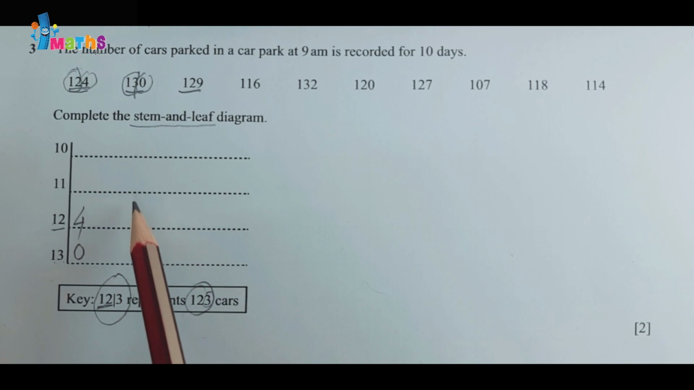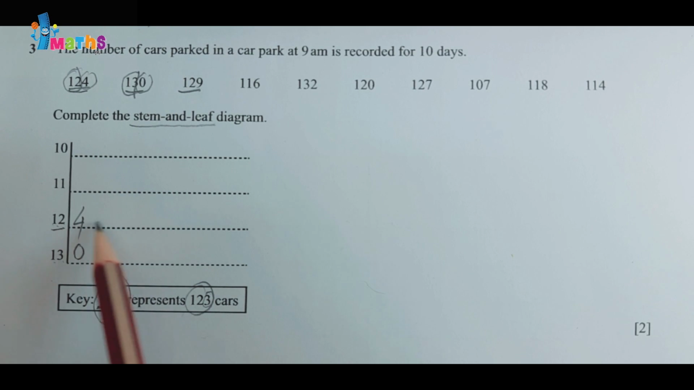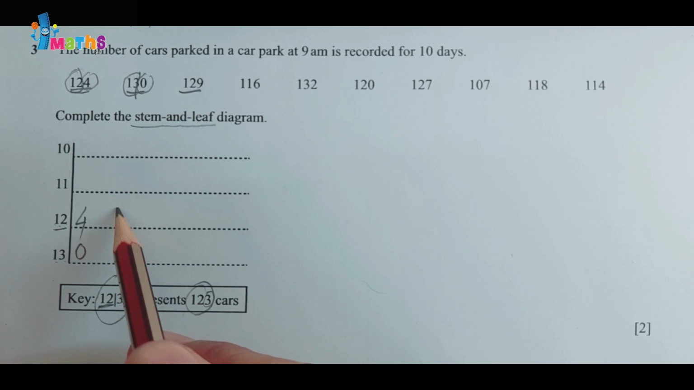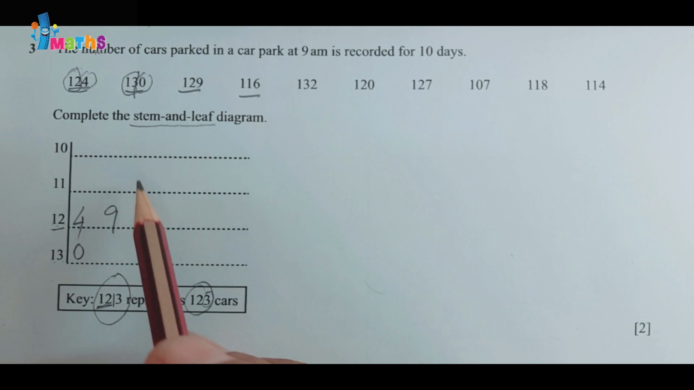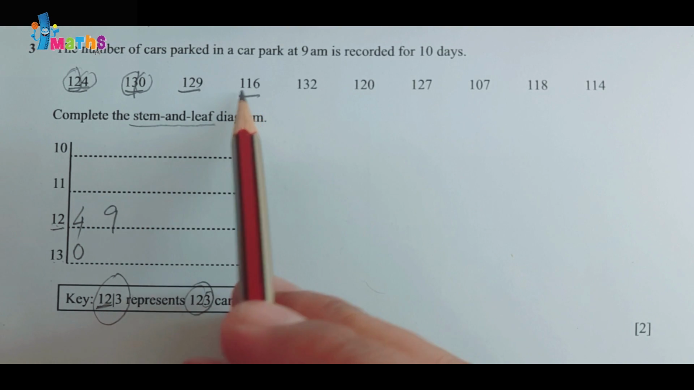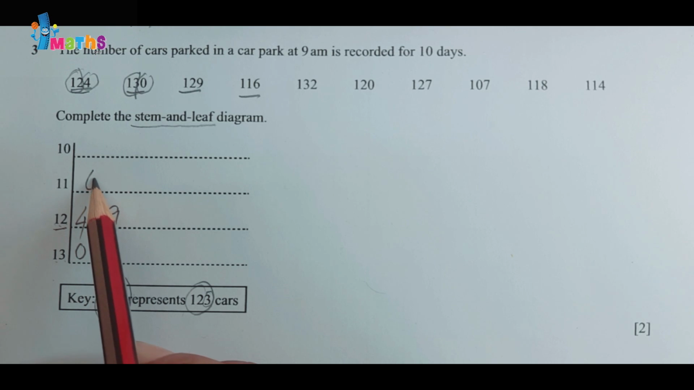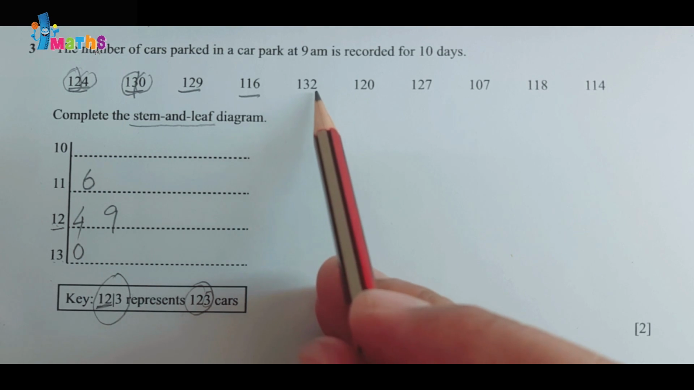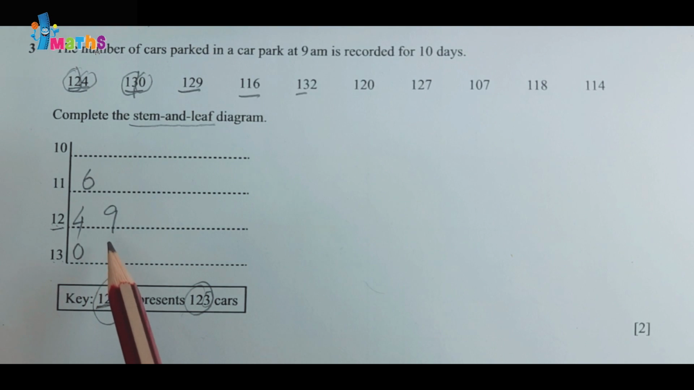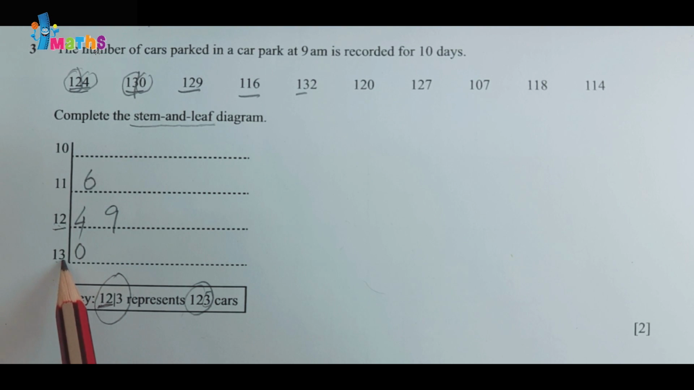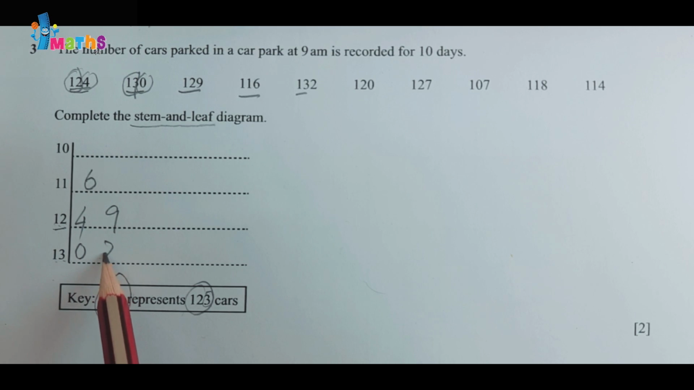Same is the case with 129. The first 2 digits are 12, so we'll go to the stem 12 and write here 9. Next number 116, we follow the same procedure: 11, and then we write here 6. Hopefully you are understanding. And 132, the first 2 digits are 13, so we'll go to the stem 13 and write here 2.